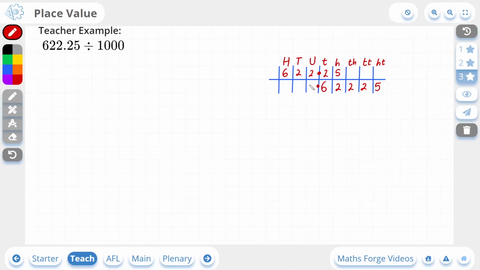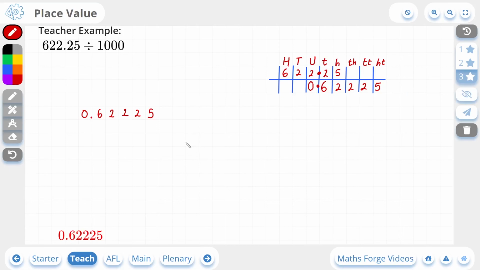Now, we don't actually have a number in front of the decimal place anymore, so we put a 0, which is known as a placeholder. If you take a look at this number here, 0.62225, this is our answer. And if we just check our answer, there it is.